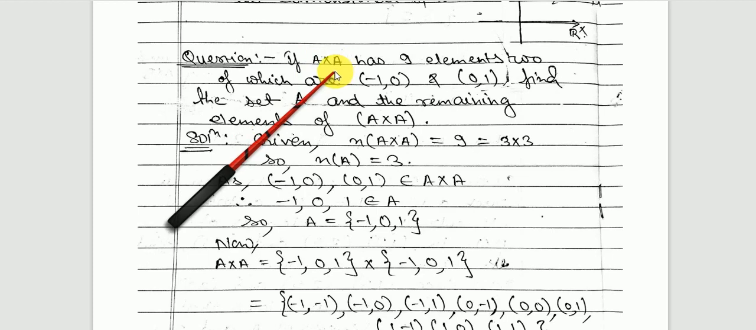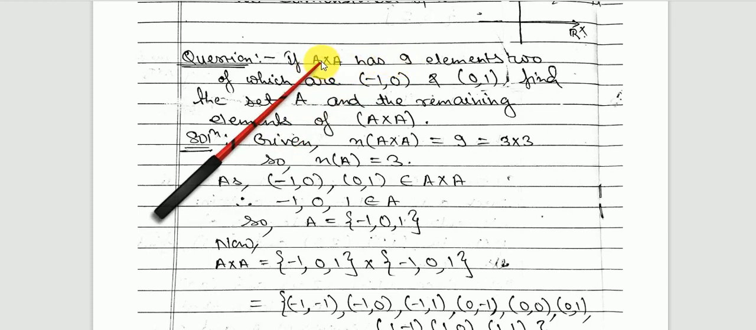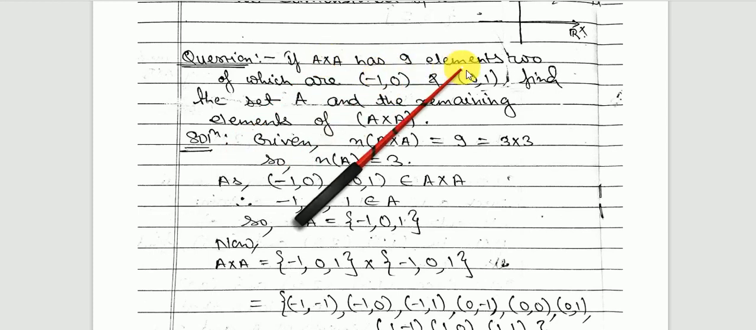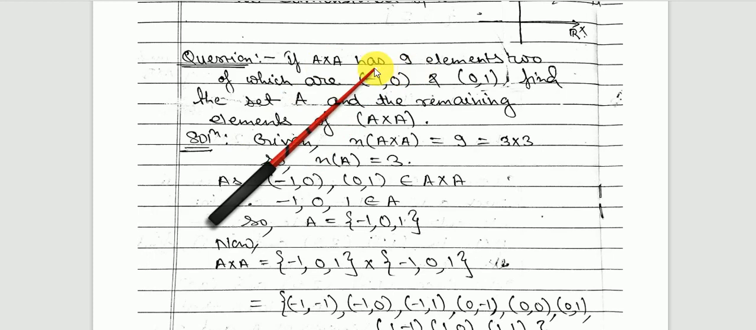That means n square elements. So n square equal to 9. So n should be how much? 3. That means the number of elements in set A is 3. And out of the 9 elements of A cross A, they have given us 2 elements.